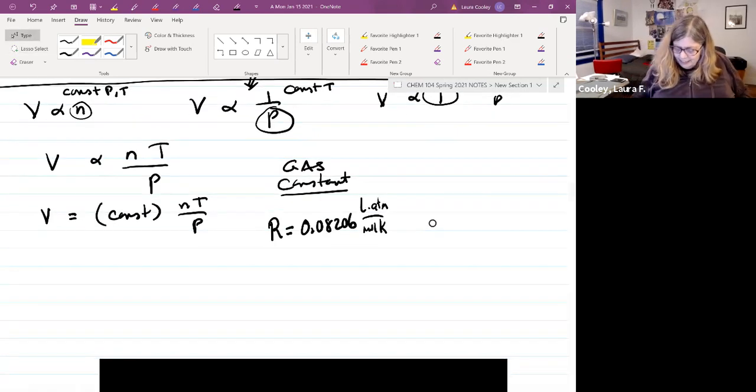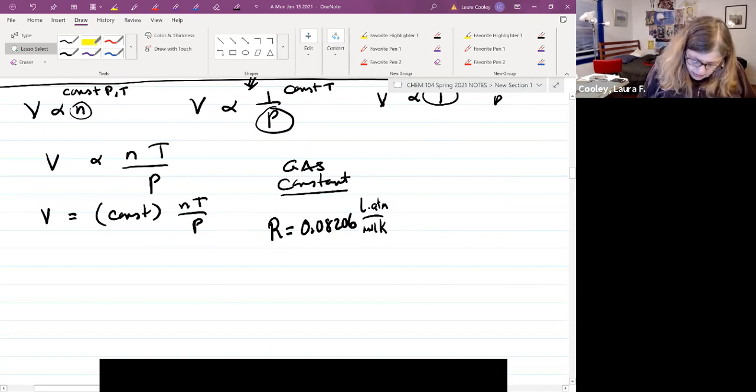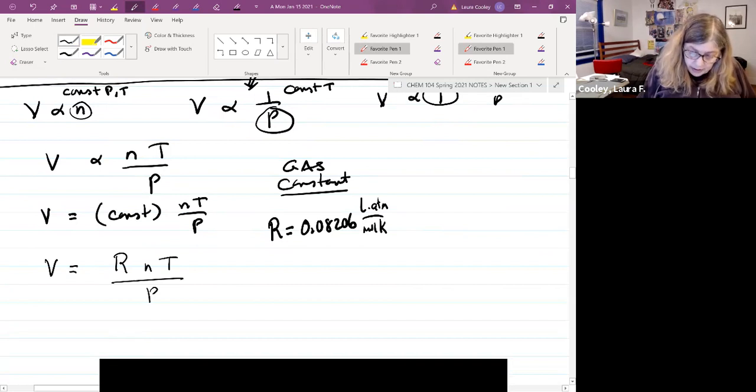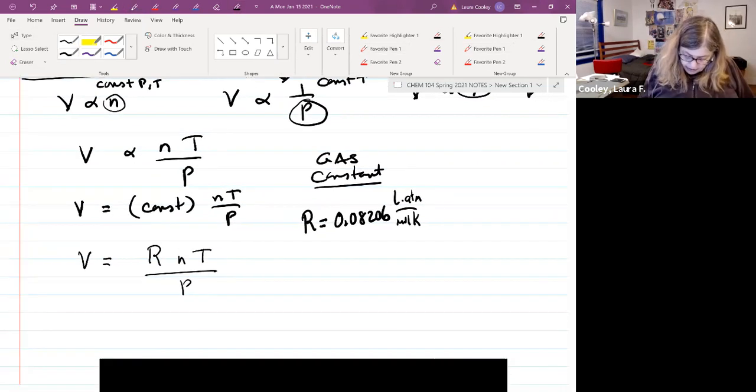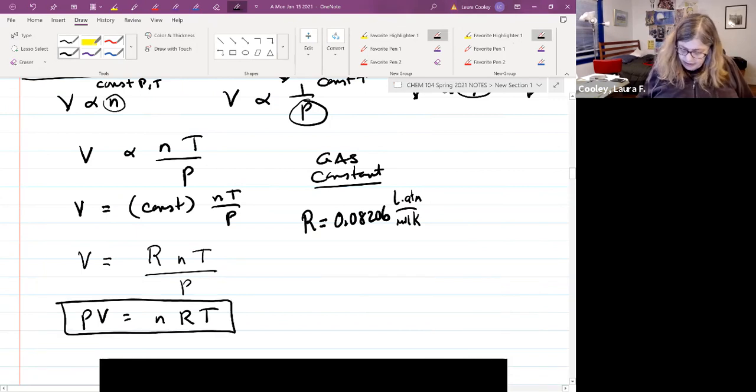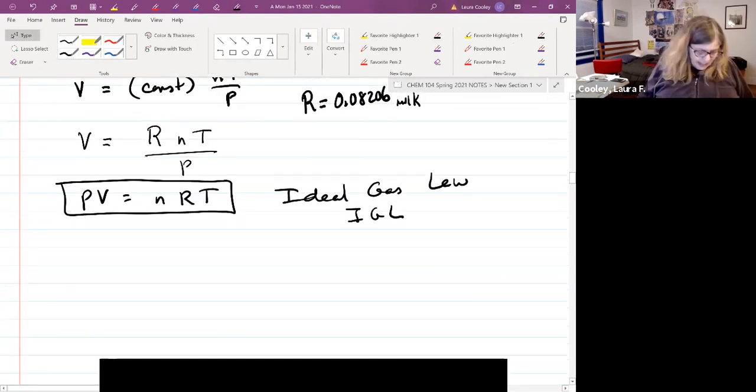Anyway, that's what it is. Okay, so we have V is a constant times, oh, sorry, that constant is R. V is RnT over P, or if we write it all together, we can write it as PV equals nRT. And this is the way the ideal gas law is affectionately known. In fact, I call it IGL most of the time. Okay. All right.